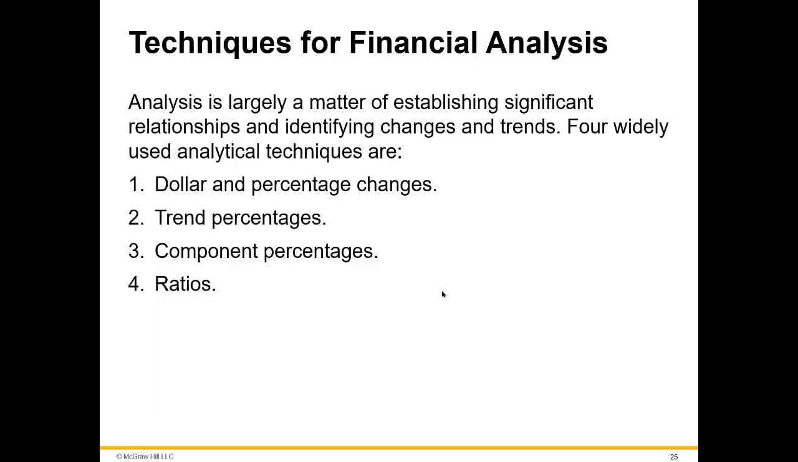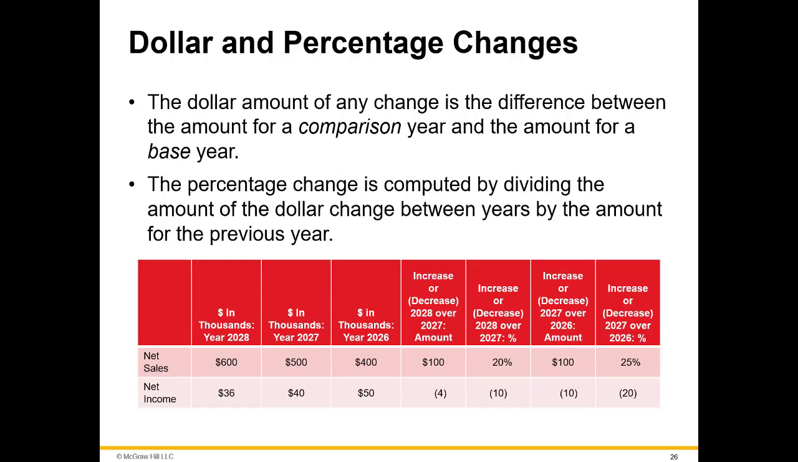But some techniques for financial performance include dollar and percentage changes, trend percentage, component percentages, and then ratios would all be included. And so you can see here we're doing a dollar comparison. How much did sales increase? How much did net income increase or decrease? And we can do both dollar amounts. So it looks like 26, 27, 28. And so what's the increase or decrease?